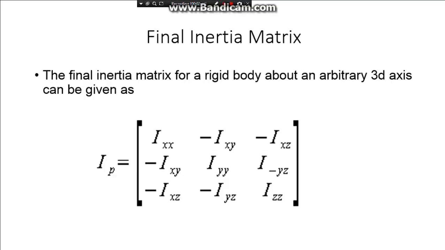Let's move on to the final inertia matrix. The final inertia matrix is given as follows: Ixx, minus Ixy, minus Ixz is the first row; minus Ixy, Iyy, minus Iyz is the second row; and finally the last row, minus Ixz, minus Iyz, and Izz. This entire matrix can be used to describe the moment of inertia of a rigid body about any arbitrary 3D axis.